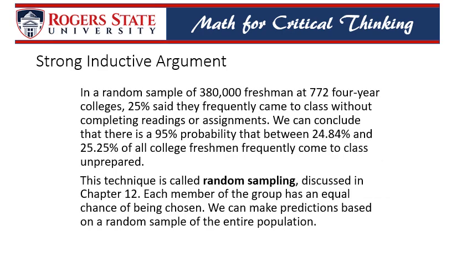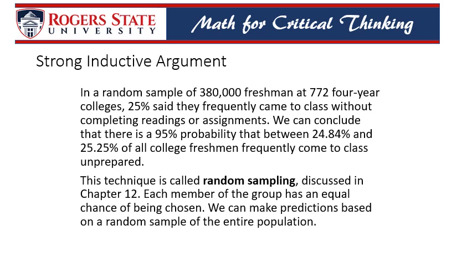So let's look at a strong inductive argument. We take a random sample of a lot of freshmen at a four-year college. Now, granted, that's an awful lot of freshmen. 25% said they came to class without completing readings or assignments. Boo, you should do your assignments, at least in this class. But understand, we're going to do it a little different than some classes. We can conclude that there's a 95% probability that between 24% and 25% of all college freshmen frequently come to class unprepared. Okay, the method we're looking at is what's called a random sample.